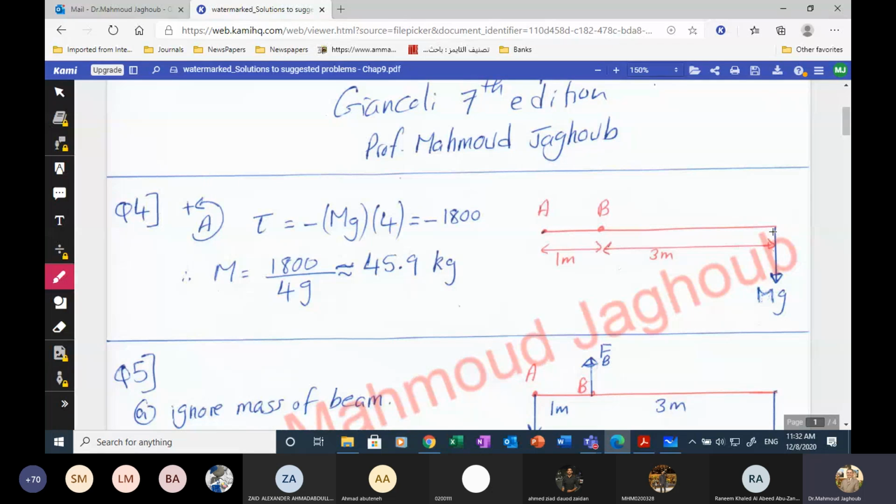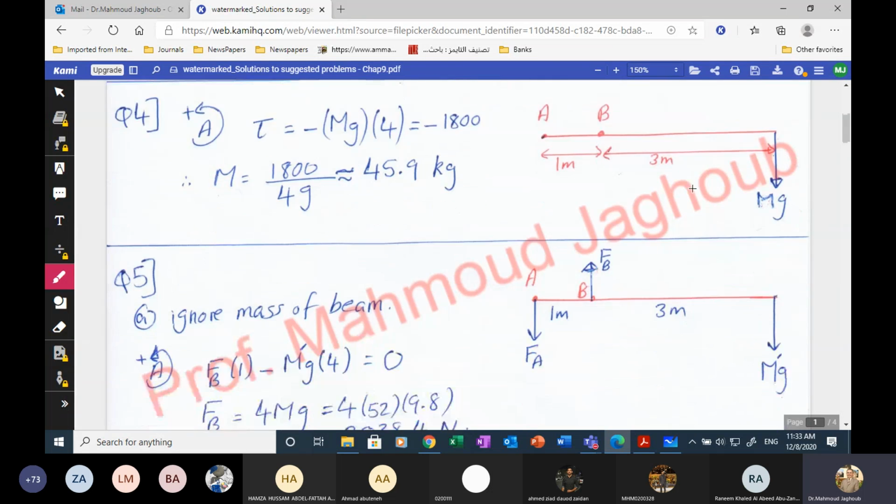4 meter. Perpendicular distance. It is perpendicular distance between what and what? Between the force or pivot. Between the line of action of the force and what? The pivot. Yes, between the line of action of the force and the pivot. And he tells me in the question, this torque equals as a magnitude 1,800, and I have added the minus sign here because it's clockwise. So immediately the only unknown in this question is the mass, and the mass turns out to be almost 46 kilograms. That is question number 4, and it's a straightforward question.